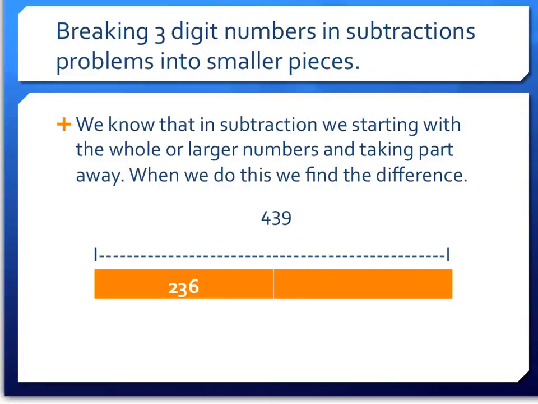We know that in subtraction, we start with the whole or the larger number, and we're taking away a part of it. And what we're trying to find is the difference, and the difference is the other part. When we add a part and a part to get the whole, and when we subtract, we have the whole, take away a part, gives us the other part or the difference.